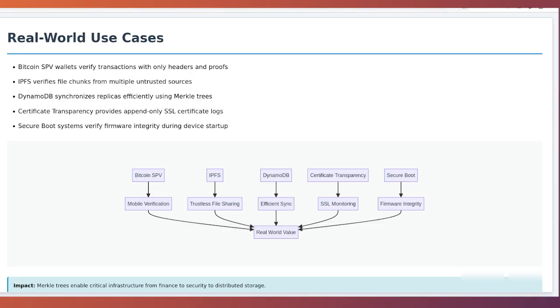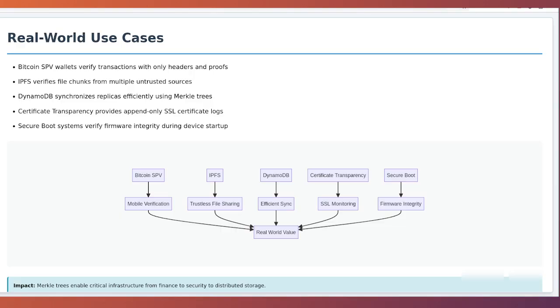The wallet downloads only 80-byte headers, about 50 megabytes for the entire blockchain history. When a transaction arrives, the wallet requests a Merkle proof from full nodes. Within seconds, with just kilobytes of data, the wallet cryptographically verifies the transaction is in the blockchain.